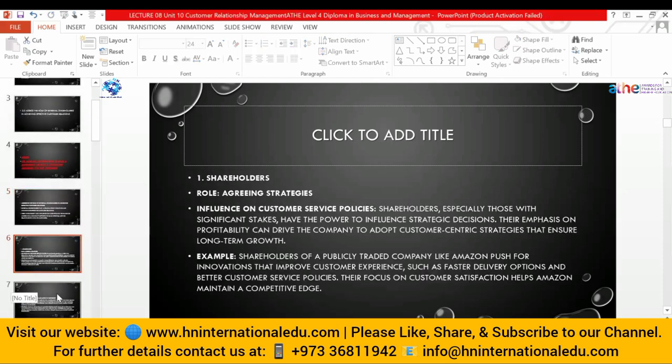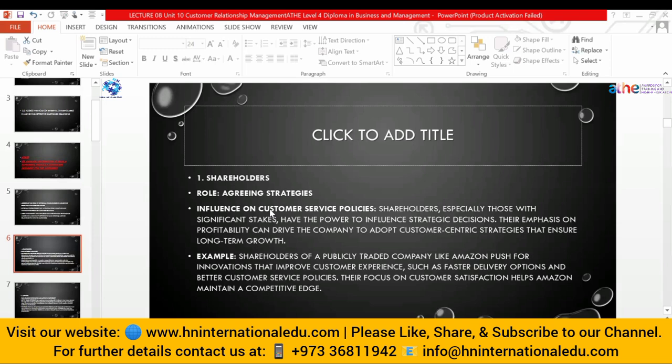All the points which we will be discussing right now are from your indicative content. Shareholders, and what is their role? The role is agreeing strategies. Influence on the customer service policies. Shareholders, especially those with significant stakes, that is rights, have the power to influence strategic decisions. Their emphasis on profitability can drive the company to adopt customer-centric strategies that ensure long-term growth. Because they have a very strong say in the organization, that is why they have the power to influence the strategies to shape up and satisfy the consumers.